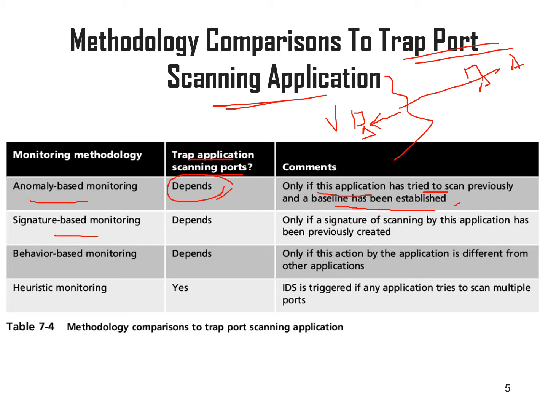For signature-based monitoring, it also depends. Why? Because if I have the signature of the particular scanning by the application, which was previously created, then I will detect that port scanning application. If I already have the signature database, based upon the signature of the scanning by this application that was previously created, I can detect that scanning application.